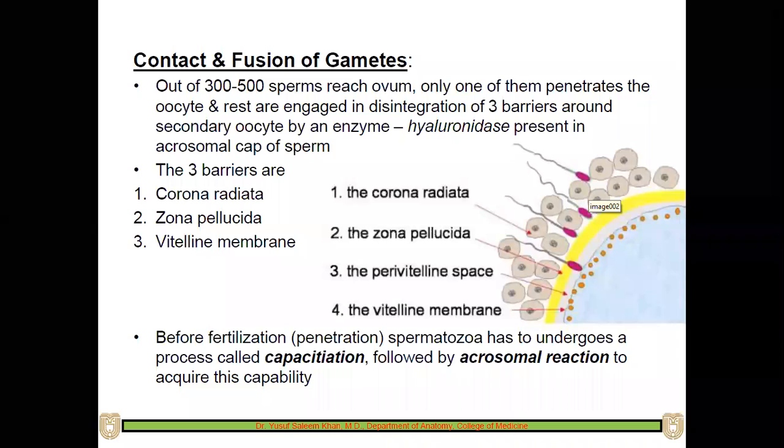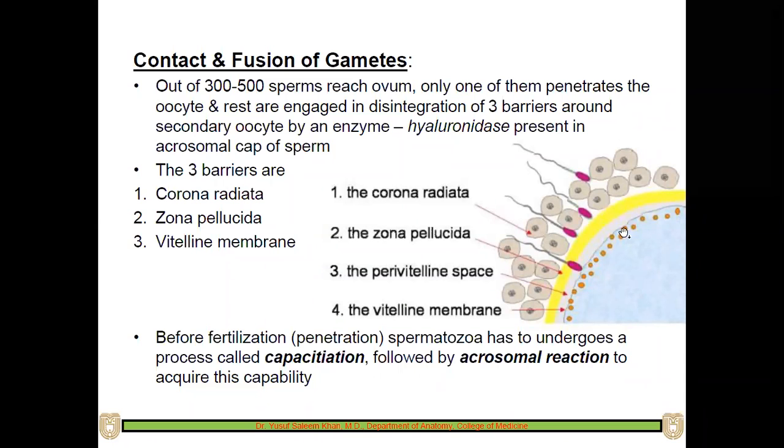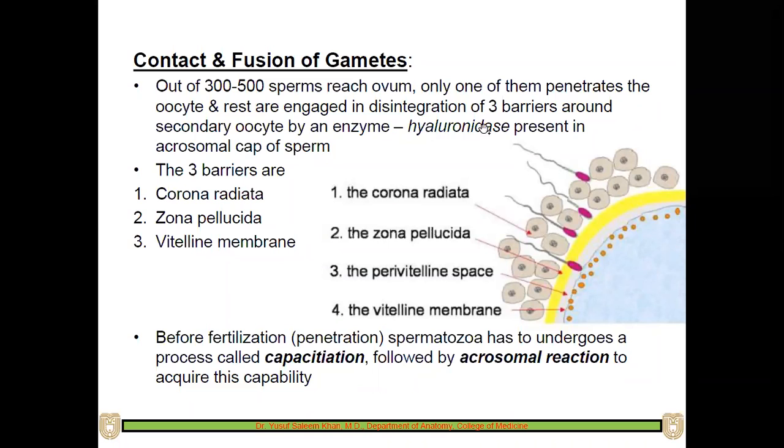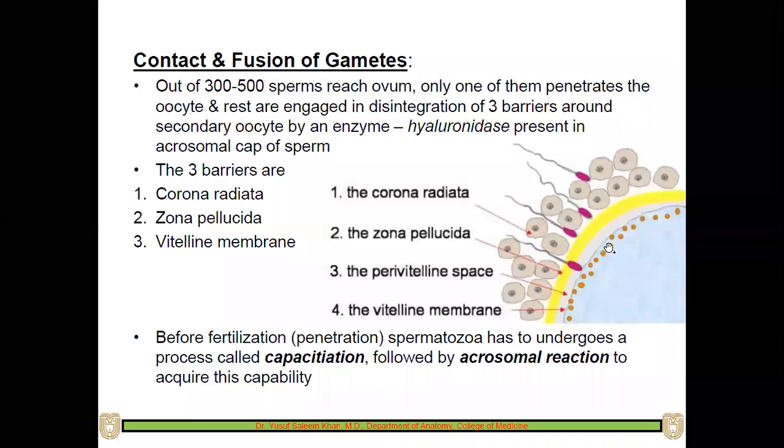Anyhow, this head will have the cap called the acrosomal cap. Within this acrosomal cap is the enzyme called hyaluronidase. This hyaluronidase within the acrosomal cap will help in the breaking of these three barriers. What are the barriers? There are three barriers. One is called the corona radiata. The first barrier is the corona.